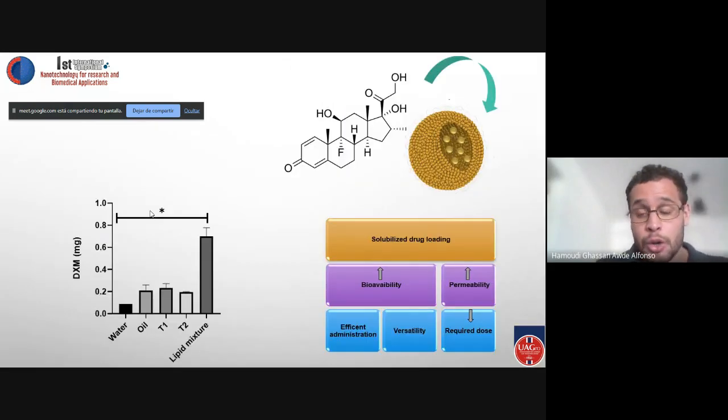As such, we can conclude that by loading dexamethasone in the nanostructured lipid carriers, we allow drug solubility, meaning that we increase bioavailability and permeability. Also, we reduce the required dose, because in our in vivo model, we used a lower drug dose than we usually use in the clinic. Also, these nanoparticles are efficient for administration. They are easy to sterilize. And we also have a versatile platform, because we are planning on loading other molecules inside these systems.